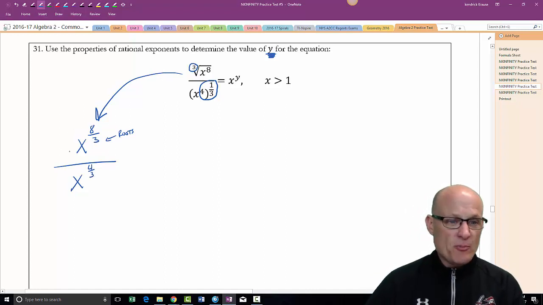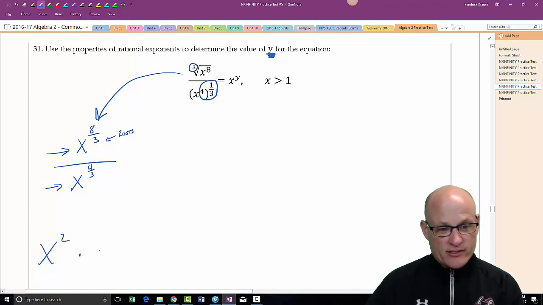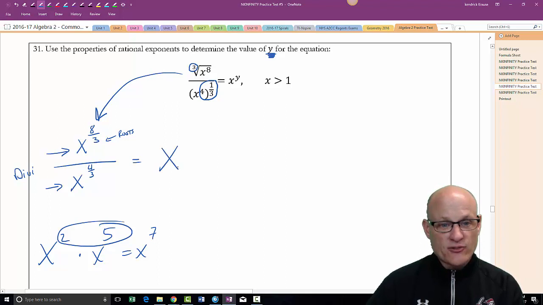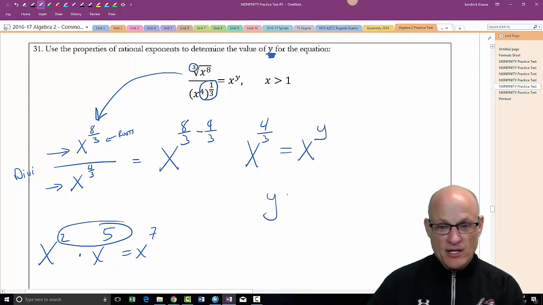Now when you have two bases that are the same and you're dividing, if you were multiplying x squared times x to the 5th, you would add the exponents and get x to the 7th. But when you divide, you subtract the exponents. So this becomes x to the 8 thirds minus 4 thirds. Well, 8 thirds minus 4 thirds is 4 thirds. So this becomes x to the 4 thirds equals x to the y. So y must equal 4 thirds.